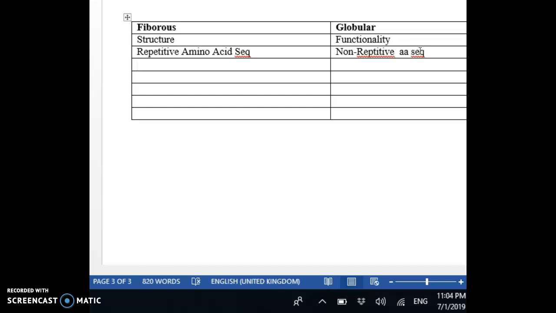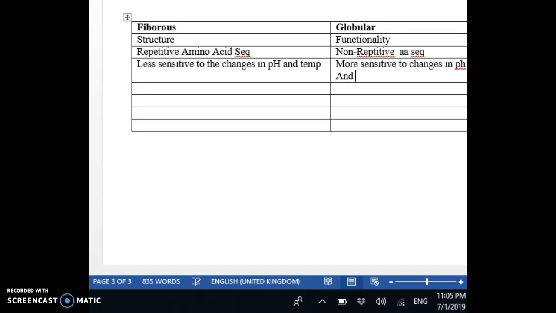And then the next thing I will talk about is the durability. So the durability of this one is that fibrous is going to be less sensitive to changes in pH and temperature. Why is that the reasoning? Well, I'm not too sure about this, but I'll probably say because of size and density, globular is more sensitive to changes in pH. Not too sure about the reasoning though.